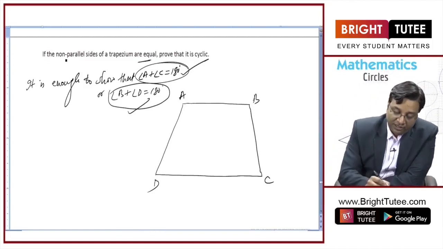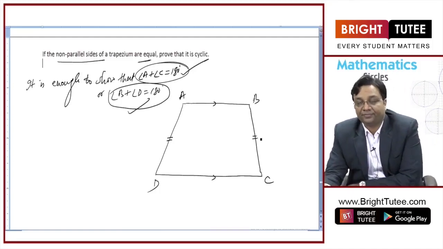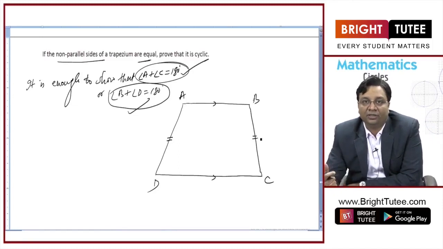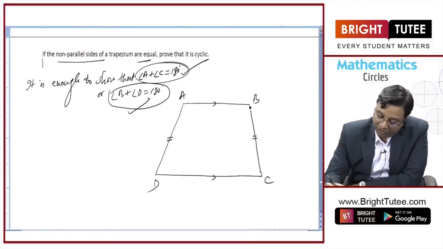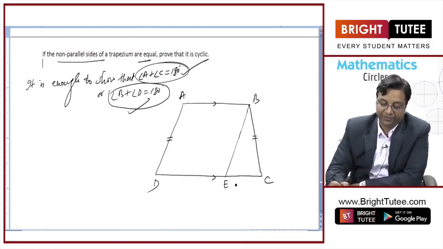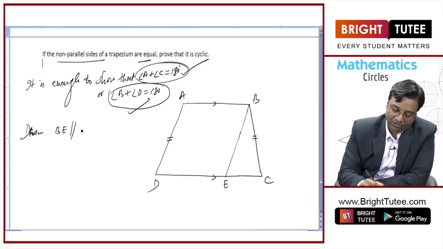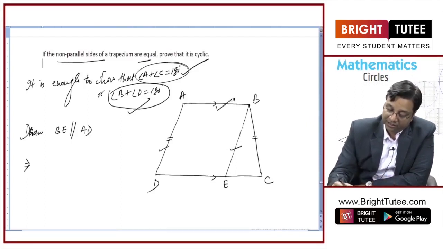Now let us look at the given condition. Non-parallel sides are equal. Let us say AB is parallel to CD and AD is equal to BC. So I want you to do a little construction here, and the question can be solved in seconds then. I want you to draw a line parallel to line AD from this point B. And as soon as you draw this line, let us say this is line BE, draw BE parallel to AD.